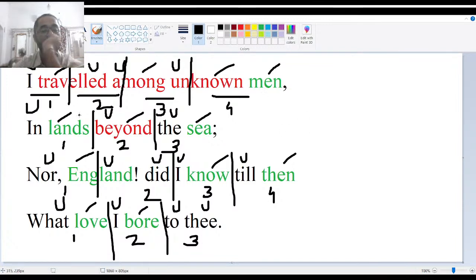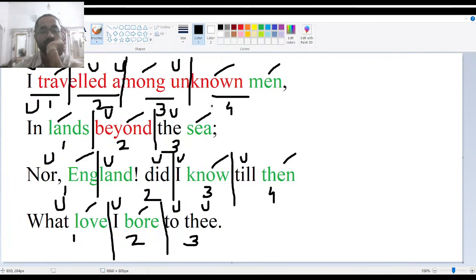Let's look at the variations now. First line, second foot is a variation. It's a pyrrhic. First line, third foot is a variation as well. It's a trochee. Remember, this is an iambic passage. 1, 2, 1, 2, 1, 2. In lands beyond the sea, nor England did I know till then what love I bore to thee. So clearly iambic passage.